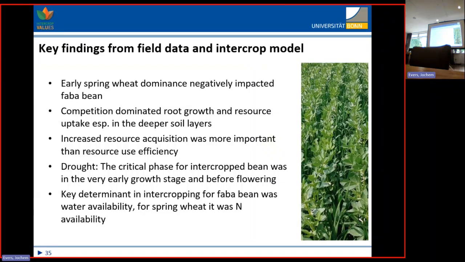So most of this I've already said. Maybe this one I haven't said. What we found out, at least in our experiment, is that for faba bean the water was the most critical resource, whereas for spring wheat it was the nitrogen, which is also actually what we would expect. But I'm always happy if the model proves what we already know, because only then we can use it. Then you can believe it.